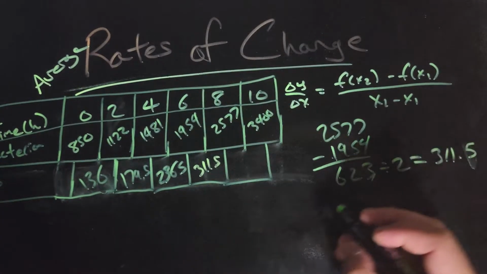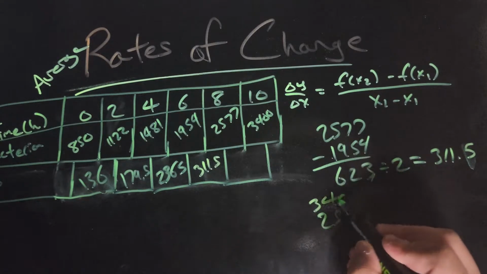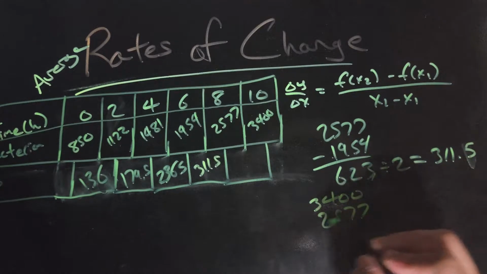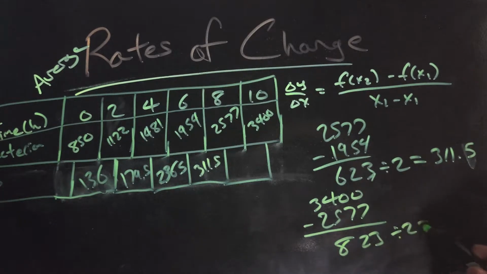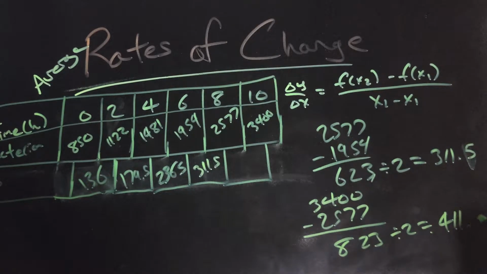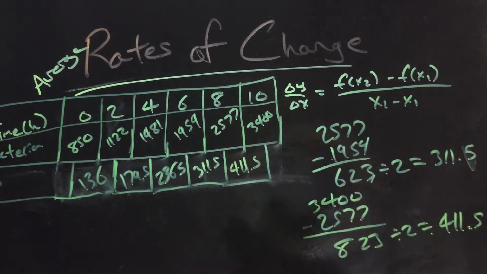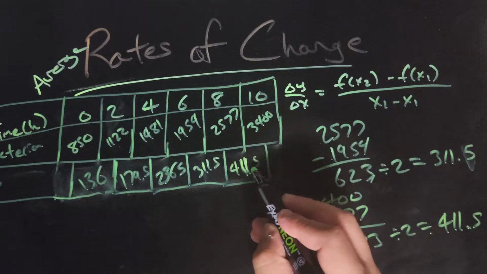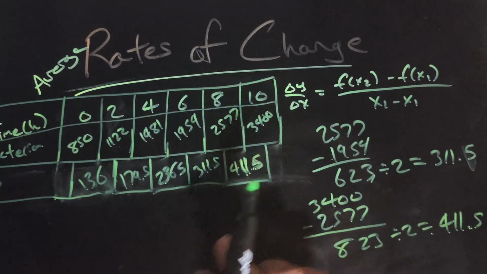311.5, and then we have, no, sorry, 3400 minus 2577. When you subtract those two, you should have 823. You divide that by 2, you should get 411.5. And you can see the rate of change is growing.